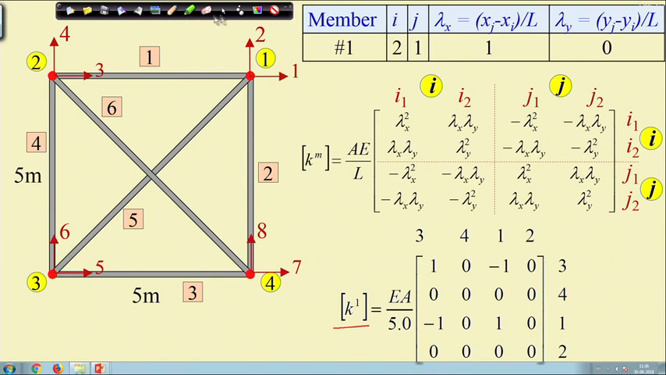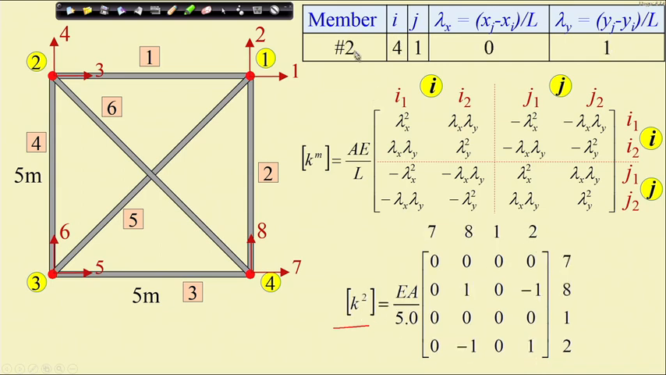Similarly, we can calculate the stiffness matrix for the other elements. Say we take member number 2, which lies between joints 4 and 1. Substitute the corresponding lambda x and lambda y here, and we get k 2 as this. The length is 5 mm. EA we are keeping as EA, because EA is constant for all these members. Do this exercise for member 3.